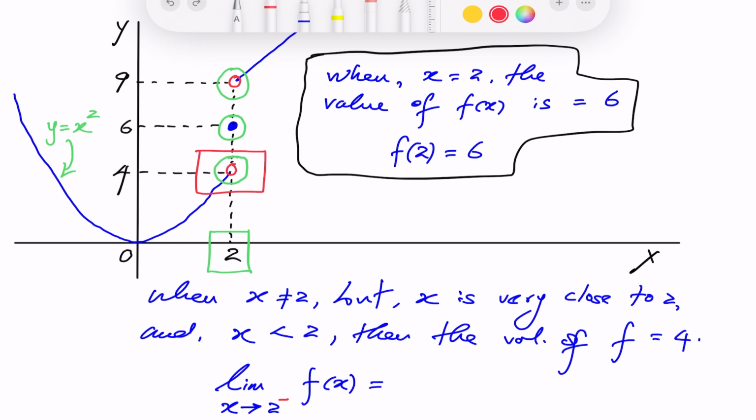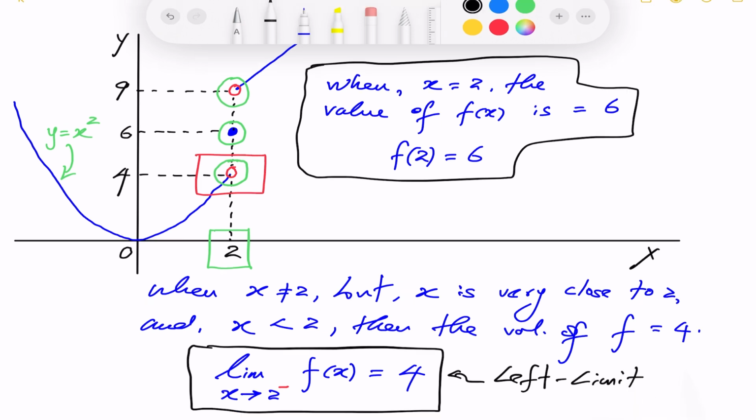Now that value should be equal to 4. That's how the left limit of that function is evaluated when x is equal to 2. So this is called the left limit of f of x when x is approximately equal to 2. Simply, you can say it is the left limit. Therefore, I will go ahead and erase this part.